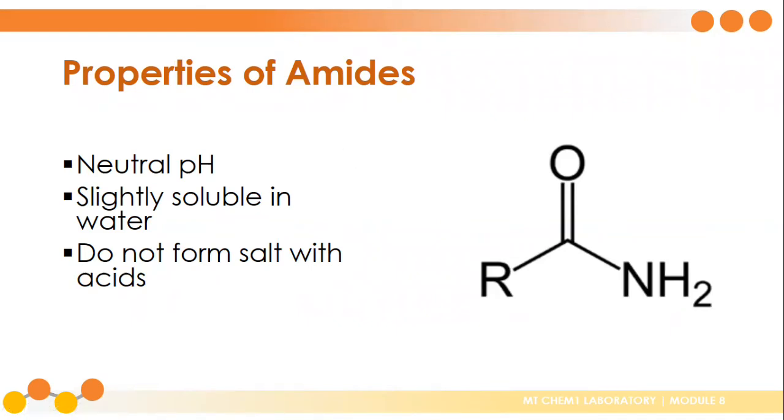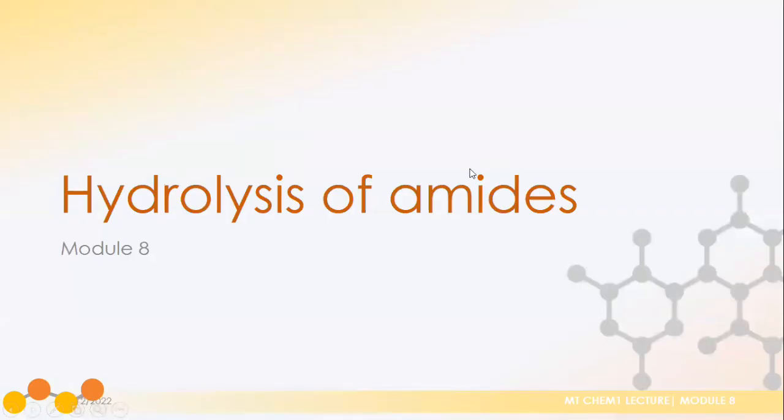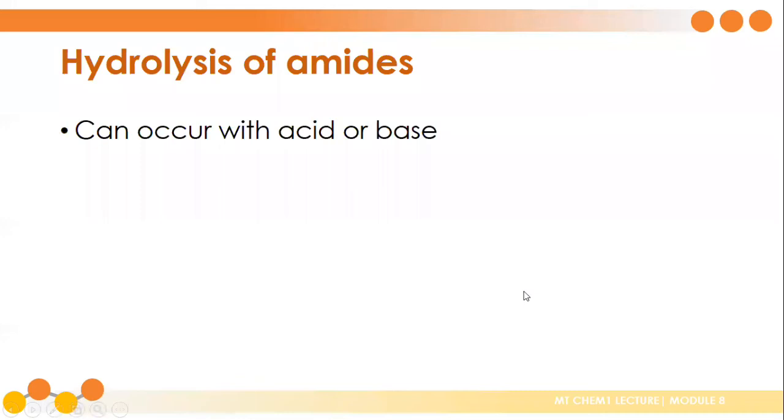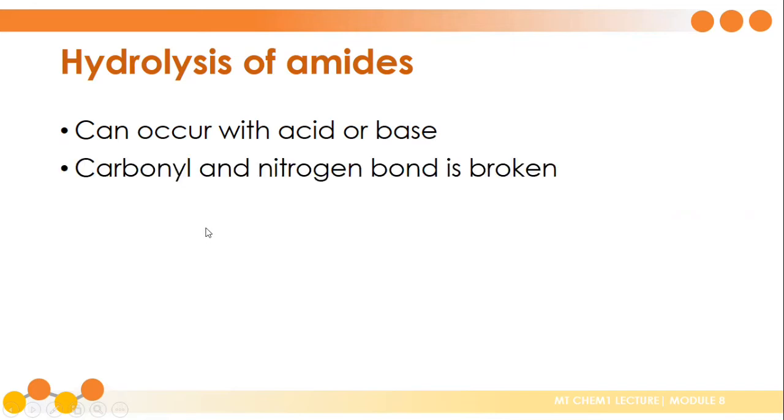Let's now take a look at the reactions involving amides. We have here the hydrolysis of amides. Similar to hydrolysis of esters, this is only the addition of water involving some catalyst to speed up the reaction. So hydrolysis of amides can occur with an acid or a base. If you add water to an amide and catalyze it with an acid or a base, it might have different products. We'll take a look at it later on.